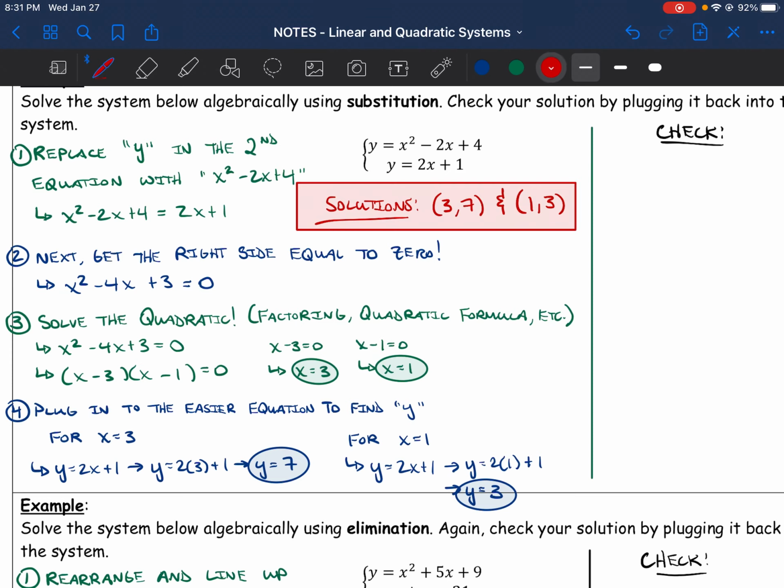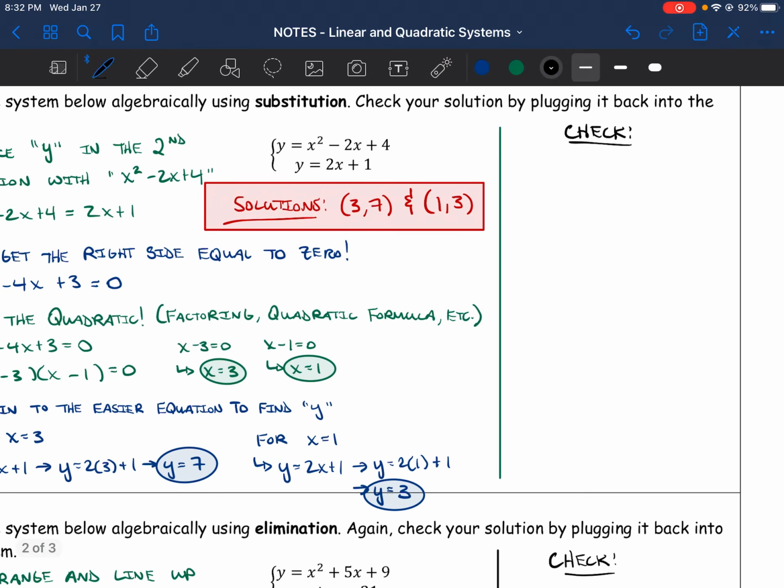Now, one of the really nice things about systems of equations is when you find solutions to the system, you can actually check your work. What we would do is take these two solutions and individually check them both with the entire system. If they check out, which it'll be pretty easy to see, then those solutions actually work. So let's check them one at a time. Let's start with (3, 7). This is our first solution here.